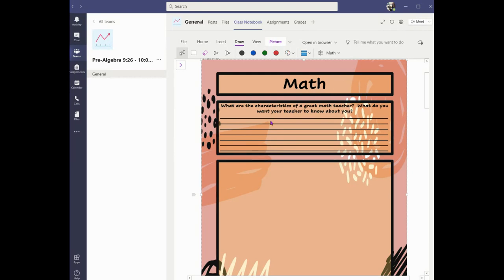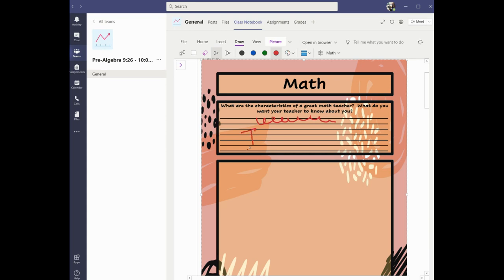And first we have our do now, and you get to talk about us today. You get to talk about what are the characteristics of a great math teacher. What do you want your math teacher to know about you? You can either write this in your do now book, or you can use the drawing feature on OneNote to write right in your do now. You can write your story right there.